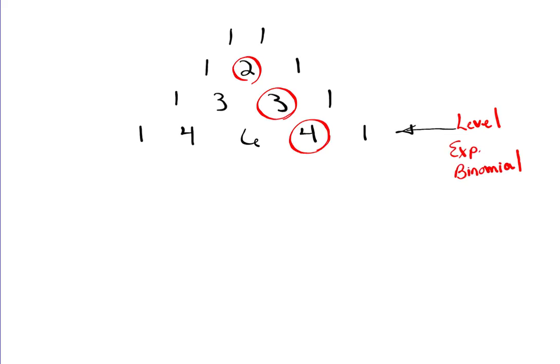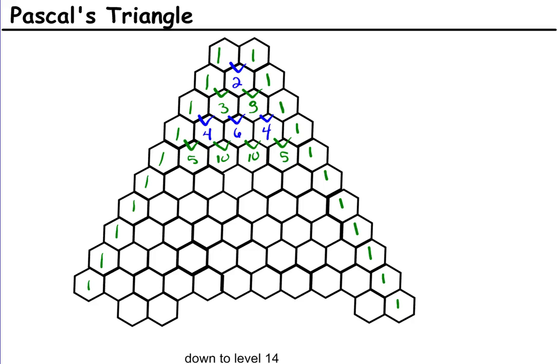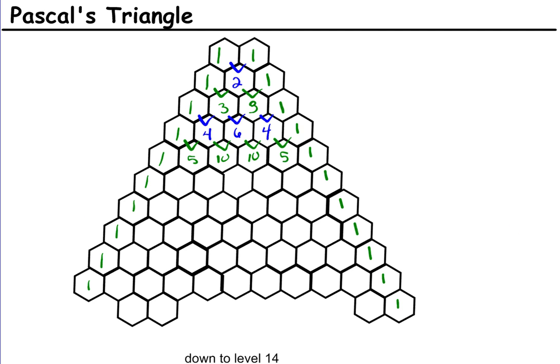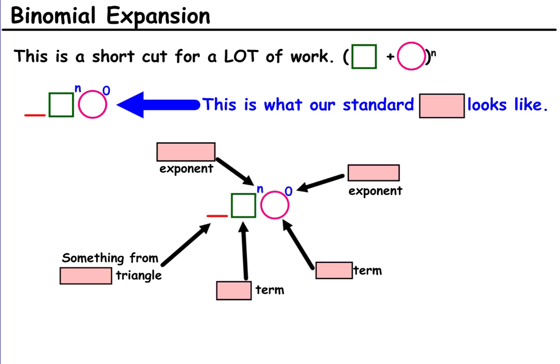And remember that very first one that I started out with over here? My level would be the 15th level. And no, we're not going to expand this one all the way out. I promise you that. So, now, the binomial expansion. It is a shortcut for a lot of work. And y'all have seen the circle and the boxes before.